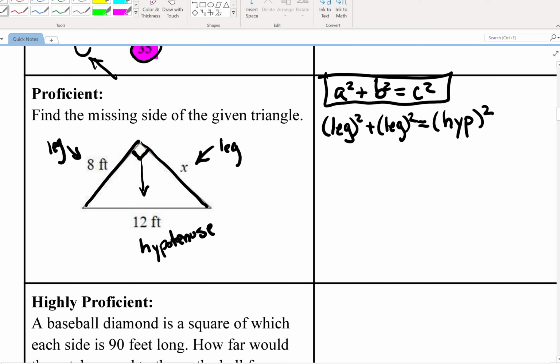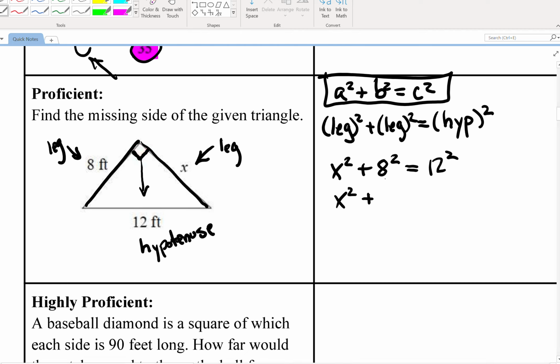Now, in this case, one of the legs is x, so x squared plus 8 squared, and then that's equal to the square of the hypotenuse, or 12 squared. And so here we have some options. I could subtract to get rid of this. The opposite of adding would be subtracting. Or I can square it and then subtract it. Either way, it's got to be subtracted. So let's go ahead and just square these.